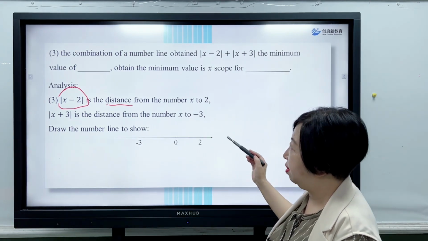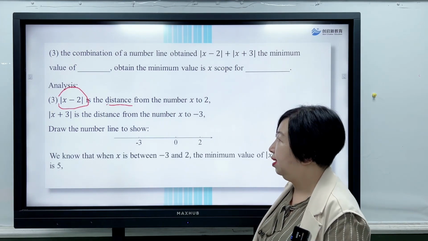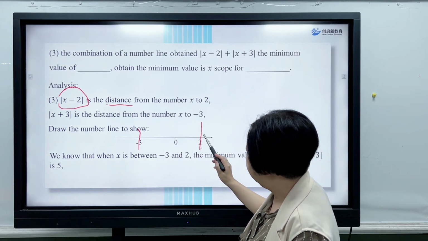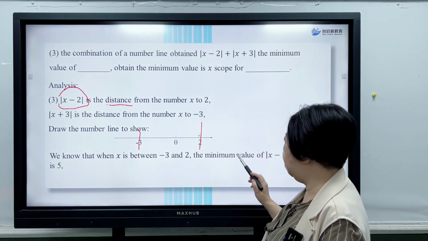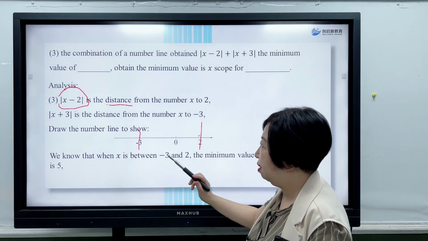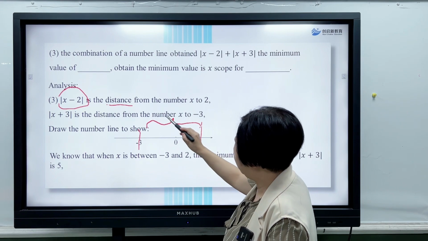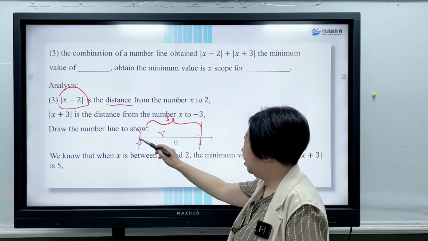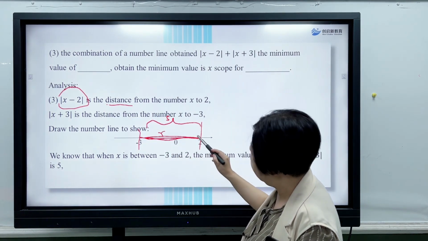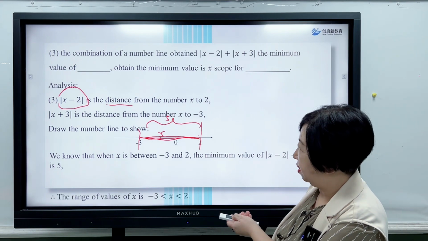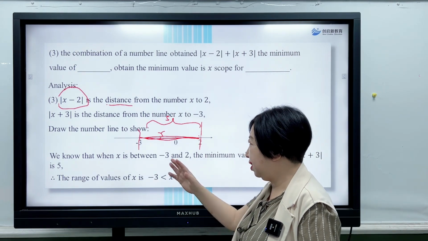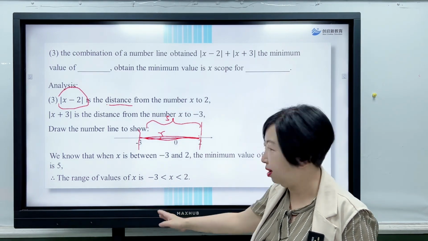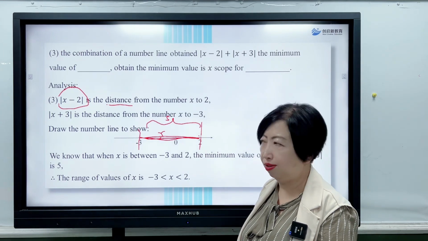So we draw the number line to show. We know that between -3 and 2, the minimum value is 5. Here, the distance is 5. So the x must be here. So the range of x is greater than or equal to -3 and less than or equal to 2.